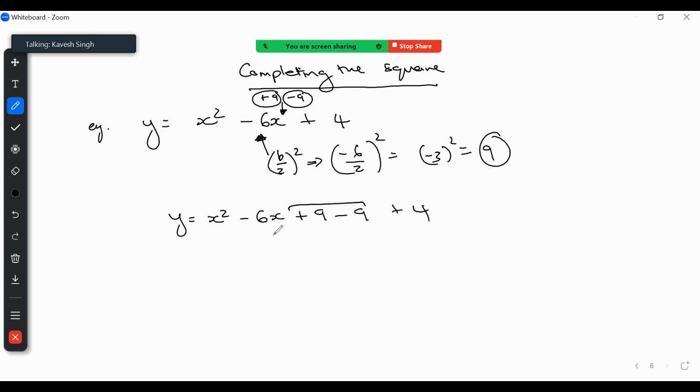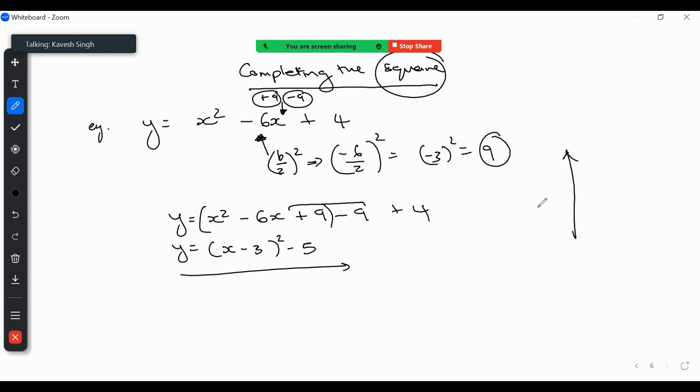Technically, we've added 0. Then I would group the first three terms and factorize it into a perfect square. x minus 3 squared. The square root of 9 goes in there. And then negative 9 plus 4 is negative 5. And so now I've got it in vertex form. Now, immediately from this equation, if I'm sketching it, it's so much easier because I can see my turning point immediately is 3, negative 5, which means I go 1, 2, 3 to the right, negative 5 down. And that's going to be the turning point.